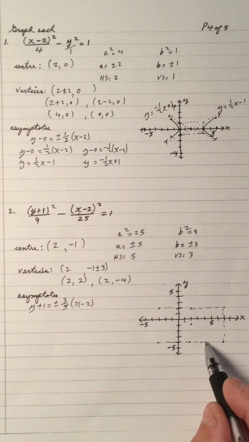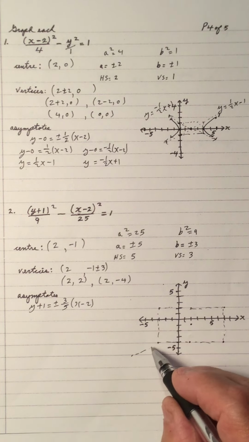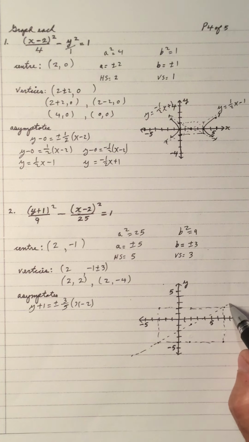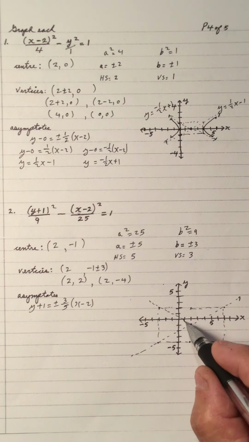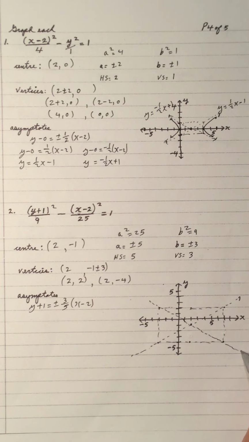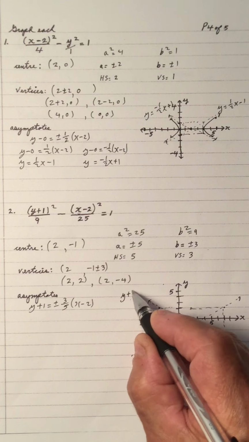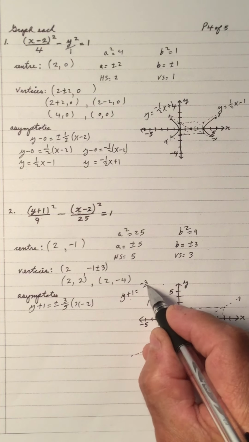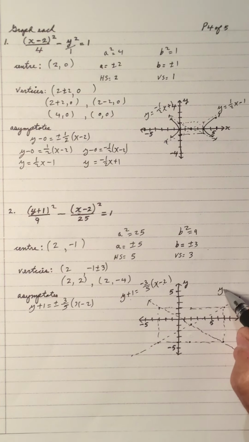There's the rectangular box. And the asymptotes go through the center to the corners of the box like that. There's an asymptote. And again, when you graph a hyperbola, I always draw the asymptotes first. That makes it really good. And this one right here is the negative slope. So this is y plus 1 equals negative 3 over 5 times x minus 2.